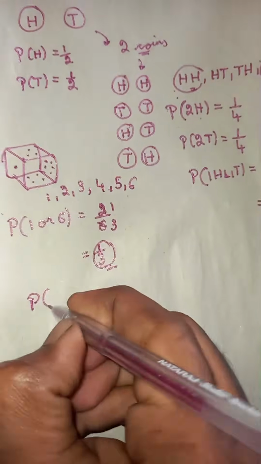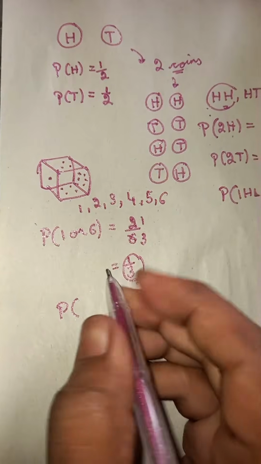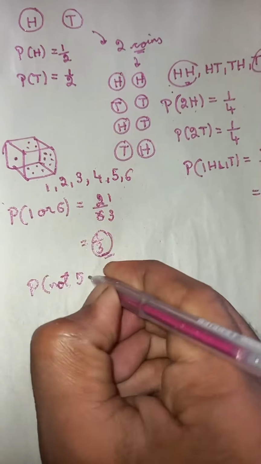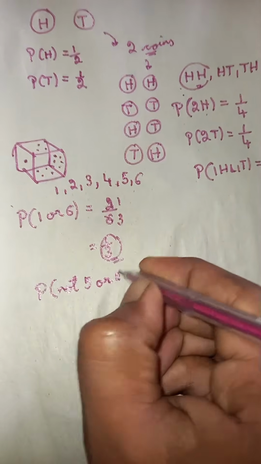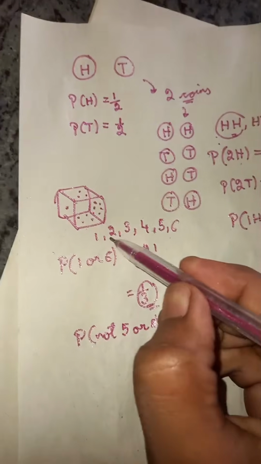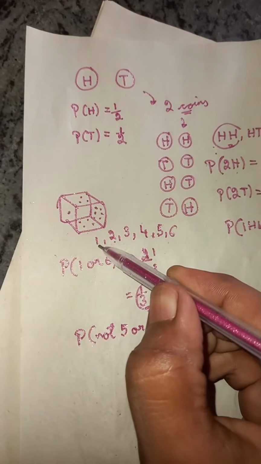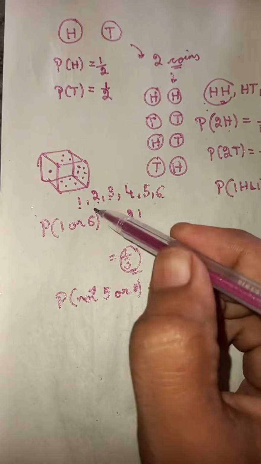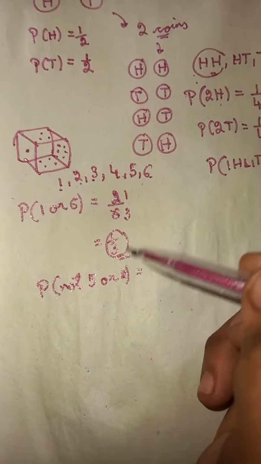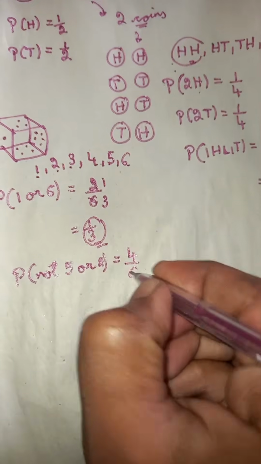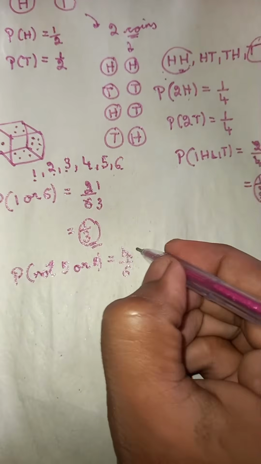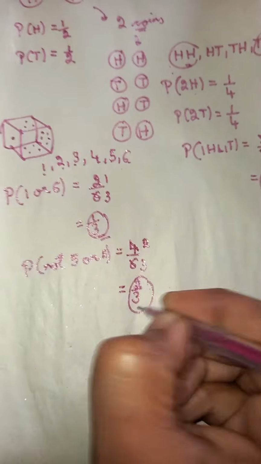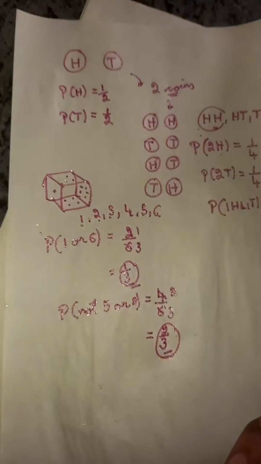Now I'm going to tell you the probability of finding a number which is not 5 or 2. What is not 5 or 2? Anything except 5 or 2, that is 1, 3, 4, 6. 1, 3, 4, 6 means there are 4 different chances of 6. So you can write it as 4 by 6, which is 2 by 3. That is the chance.